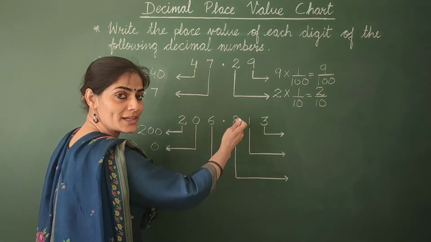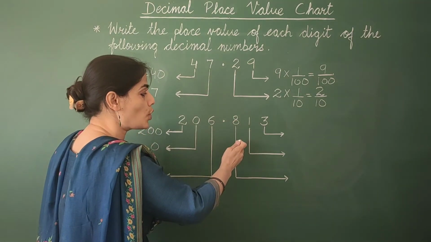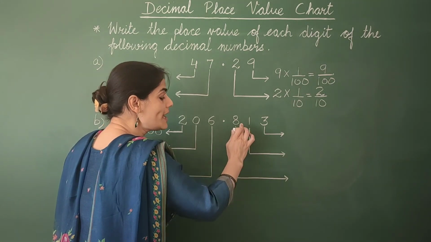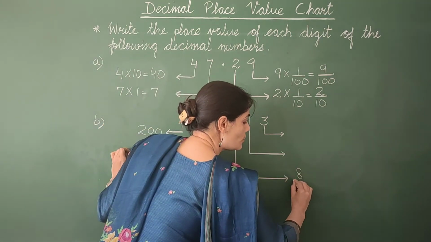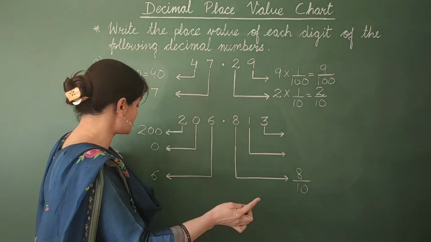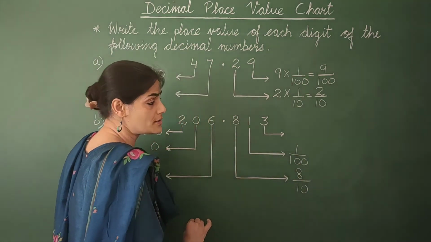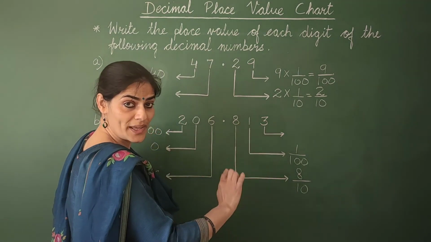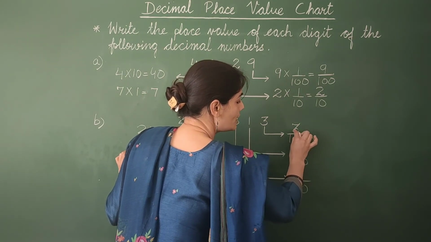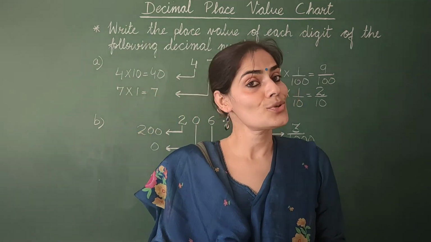Now we move to the decimal part. The first digit on the right side of this decimal point is 8. 8 is at tenths place. So 8 tenths is equal to 8 upon 10. 1 is at hundredths place. So 1 hundredth is equal to 1 upon 100. 3 is at thousandths place. So 3 thousandths is equal to 3 upon 1000. I hope I have made myself clear to everybody.